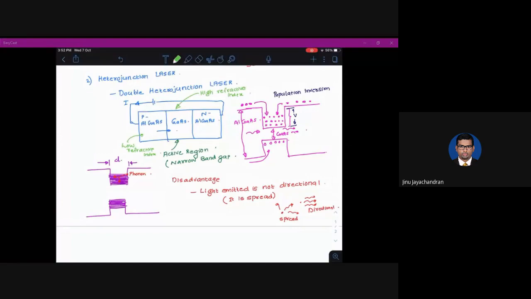So you also know that whenever there is a change in refractive index, there will be a reflection in light. So that we'll see in the subsequent different types of lasers when we find.